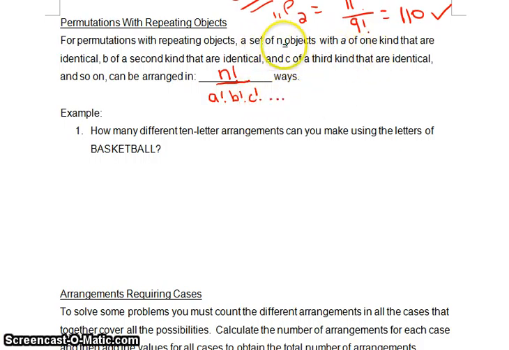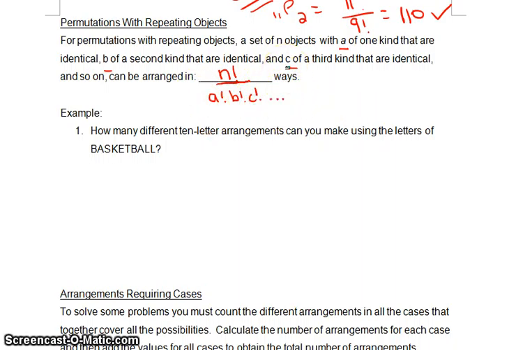So looking at permutations with repeating objects, let's look at the number of objects. So how many times does that object repeat? There's A times in our first object. Then there's B of a second kind of object. Then there's C of a third kind, and so on. So you're going to take that factorial of n and divide it by each time it repeats as a factorial.